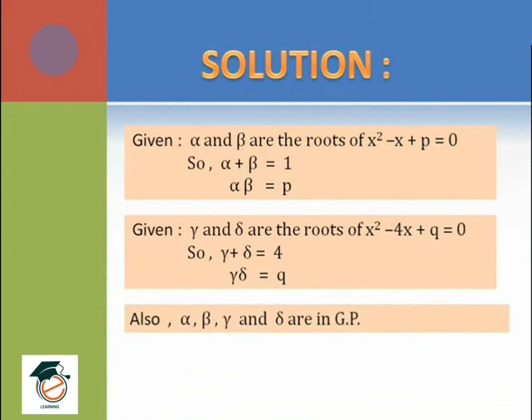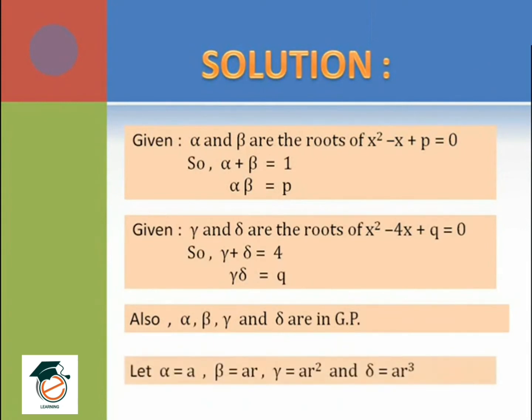Now we have also been given that alpha, beta, gamma and delta are in GP. They are in geometric progression. Therefore we can take alpha to be equal to a, beta to be equal to ar, gamma to be equal to ar square and delta to be equal to ar cube. Here we have taken the common ratio as equal to r.